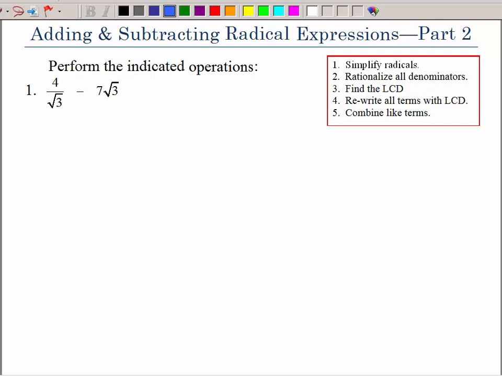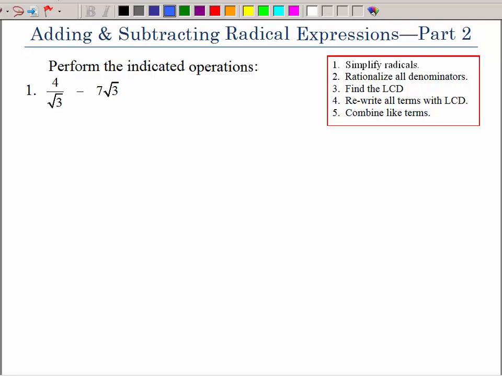We continue our discussion of adding and subtracting radical expressions in this video. What makes this a little bit different and a little bit more difficult is that we're going to have fractions, and so we have to go back and remember how to rationalize denominators, plus we have to remember how to add fractions, which means find common denominators. So again, I have a process.